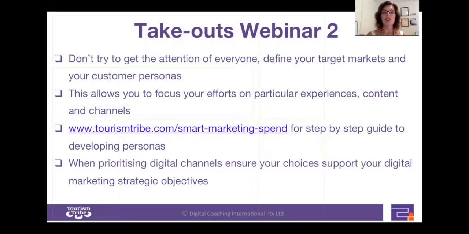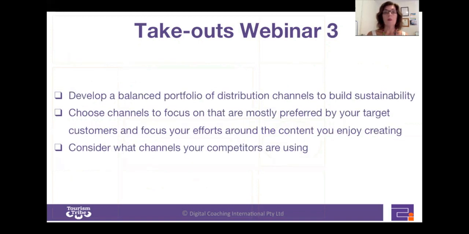And when prioritising digital channels, ensure your choices support your digital marketing strategic objectives. Develop a balanced portfolio of distribution channels, because that will build sustainability in your business. And choose channels to focus on that are mostly preferred by your target customers, and focus your efforts around the content you enjoy creating. And consider what channels your competitors are using.